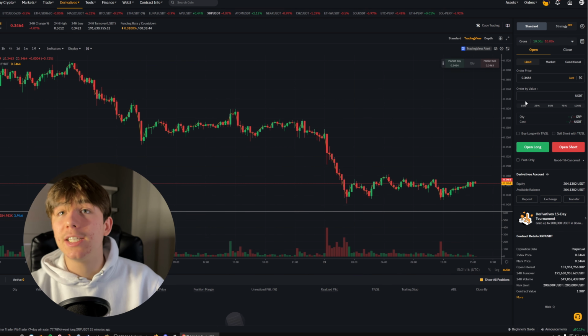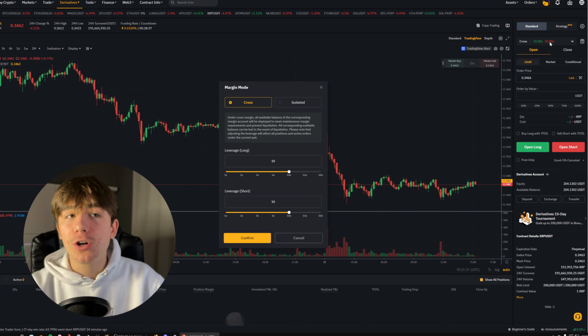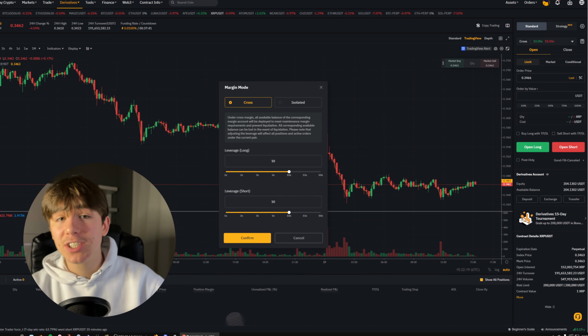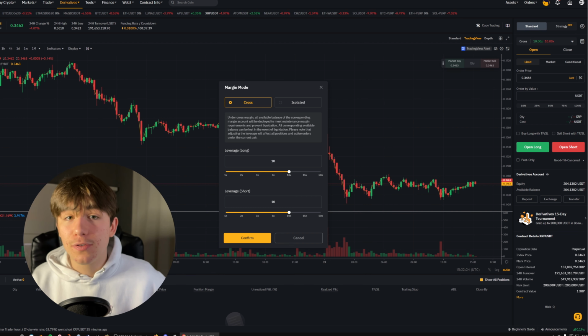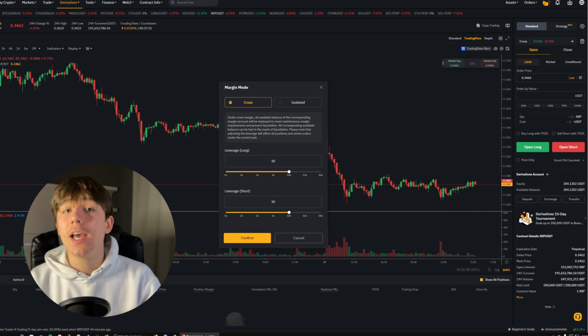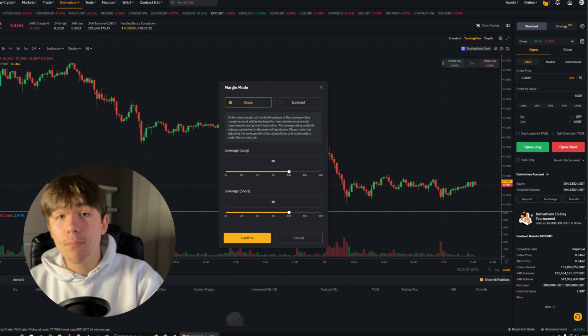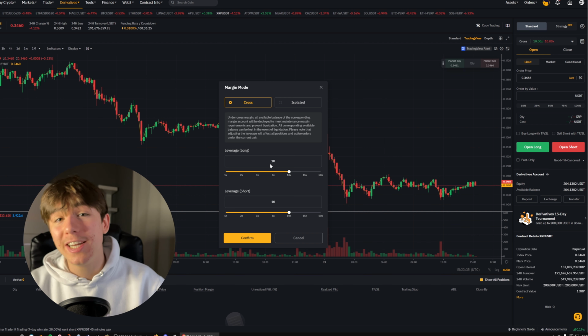The only difference is that here in the order section, you'll find on top the margin mode settings. So basically your margin is the money you put in your trade. It's not your full position, because I will explain that now. Leverage is something amazing. It allows you to borrow money from the platform, so you basically play with a lot more money than you actually have. Let me explain leverage really quick right now.